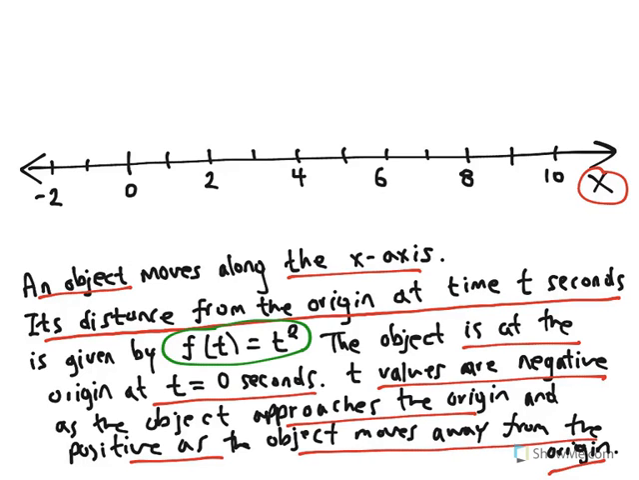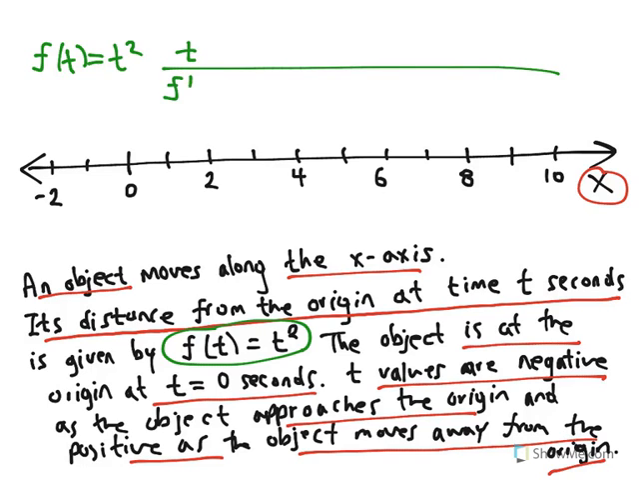So for example, let's consider the function f of t equals t squared. So we can look at a table of values for t and f of t. As the problem states, the object is at the origin at t equals 0 seconds. So when t is equal to 0, you have 0 squared, which is 0, and the object would be at the origin.